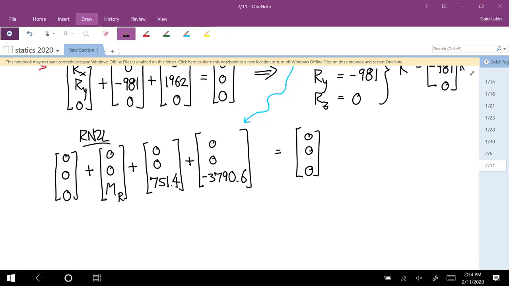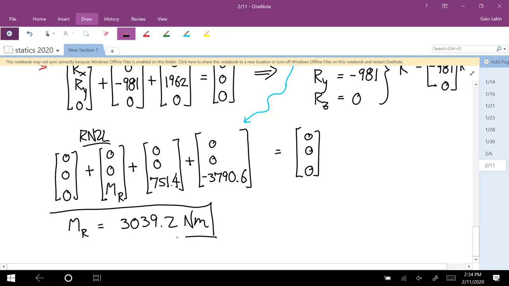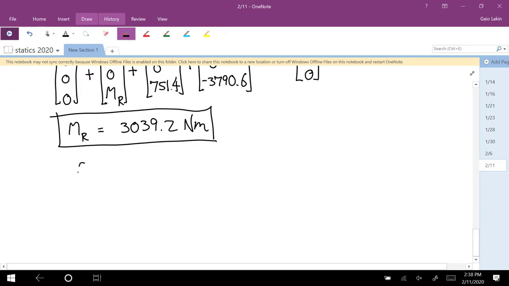The first two equations don't help. But the third equation says MR is equal to 3790.6 minus 751.4. So I think that's 3039.2. It's all in SI units, so that's Newton meters. Okay, let's just keep rolling.